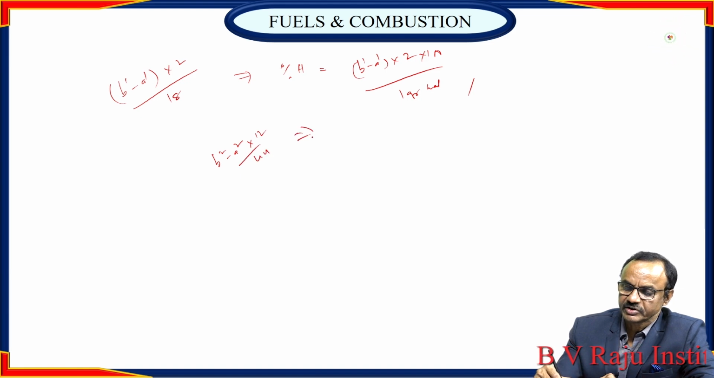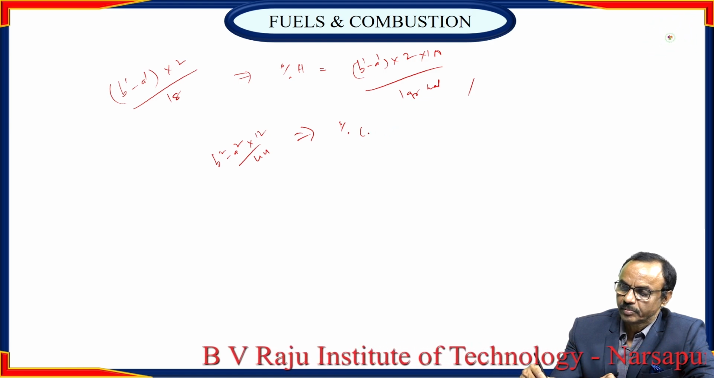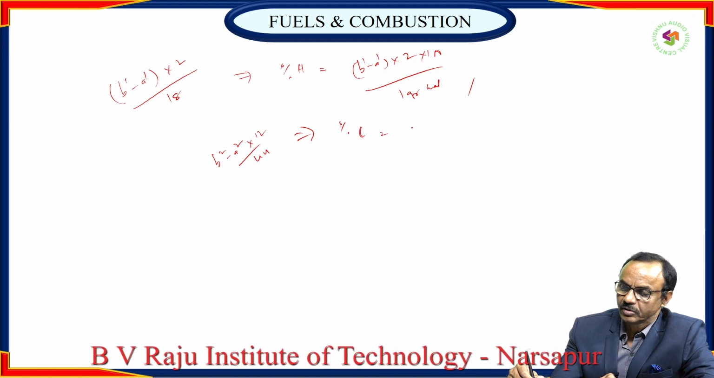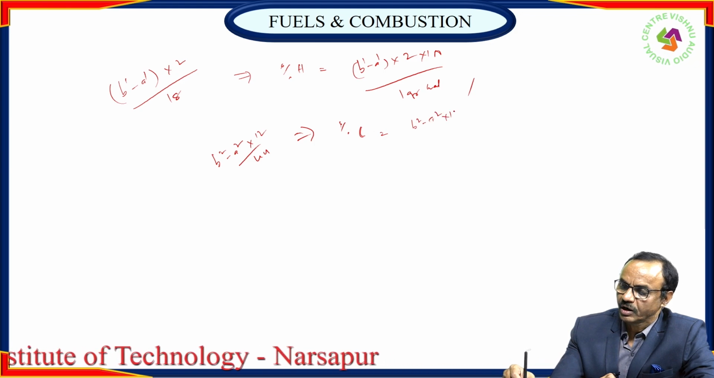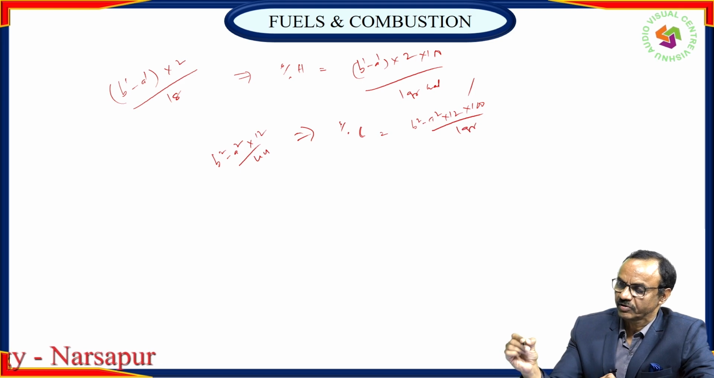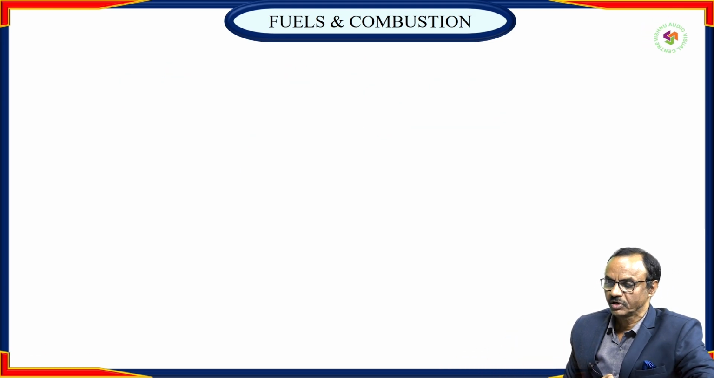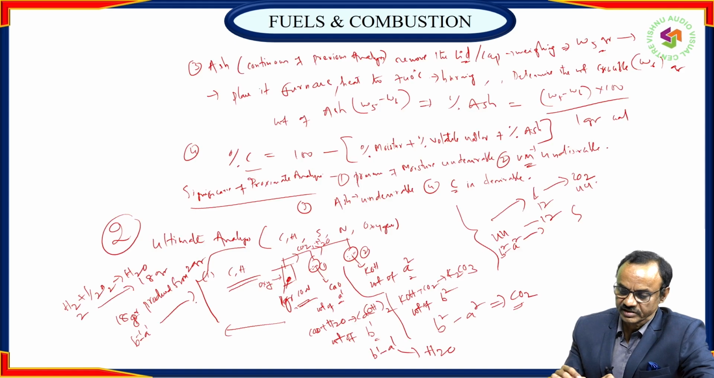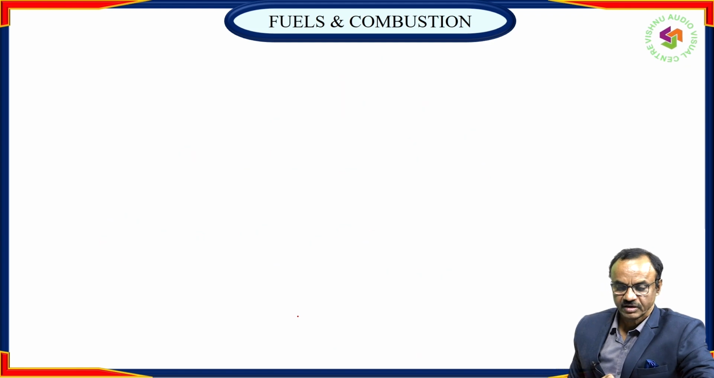Also calculate the percentage. Percentage of carbon is equal to B2 minus A2 into 12 into 100 by the initial weight of coal taken for analysis. How much coal is burnt for analysis? 1 gram. 1 gram of coal is burnt. Like this. Next one.